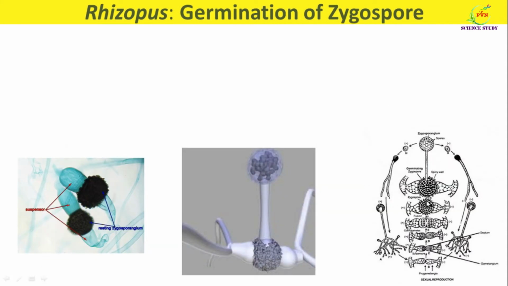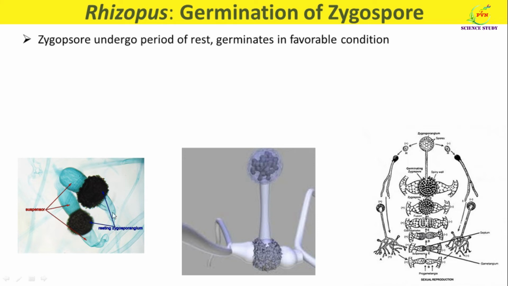We have seen how the zygospore was developed. So these are the actual photographs of the zygospores. This is the 3D structure and this is the sketch. The zygospore undergoes a period of rest for several months. On the return of favorable conditions, it germinates. So here we can see the germination of the zygospore.